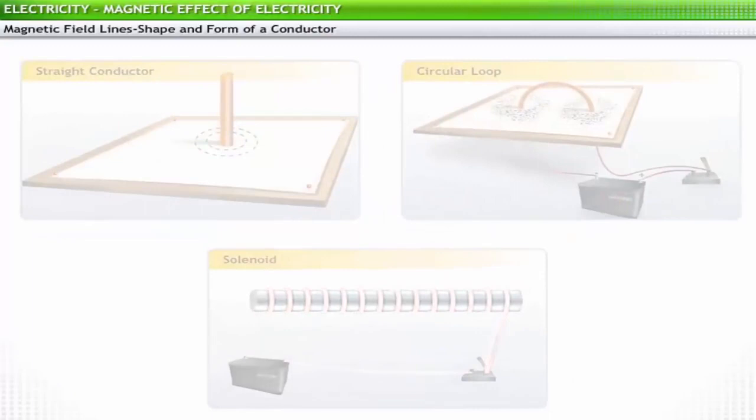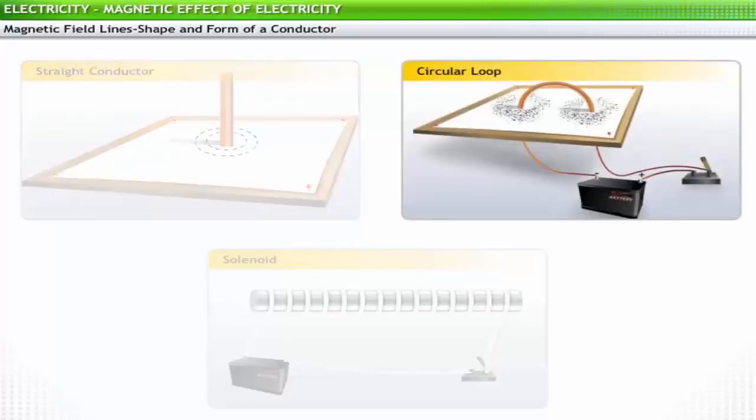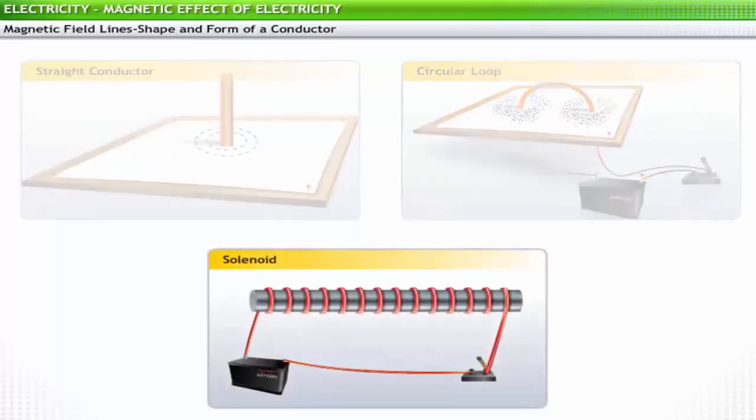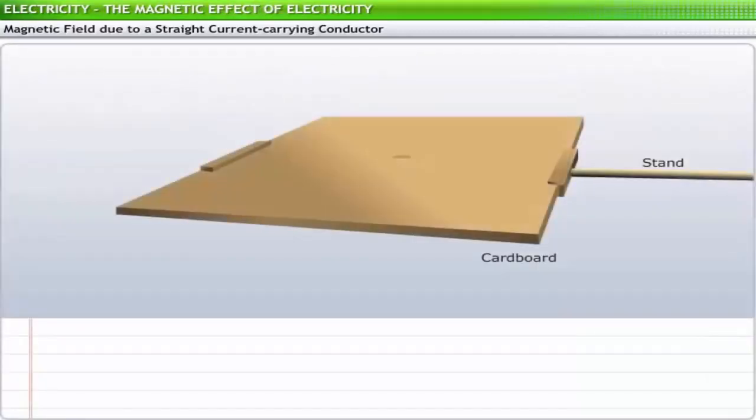Magnetic field lines vary with the shape and form of the conductor. Let's take a look at the magnetic field and field lines around a straight conductor, a circular loop, and a solenoid. An experiment will help you understand how magnetic field is spread around the straight current-carrying conductor.